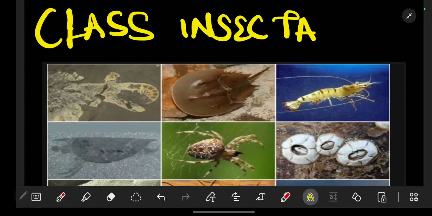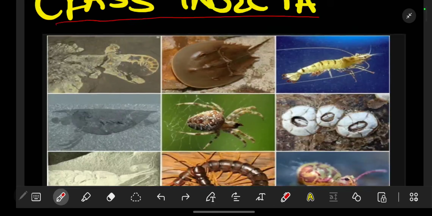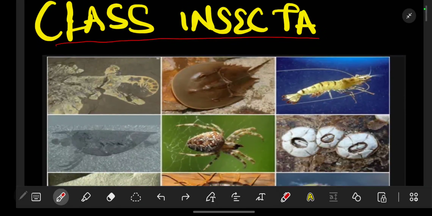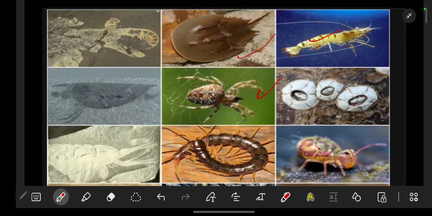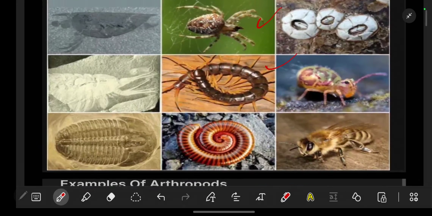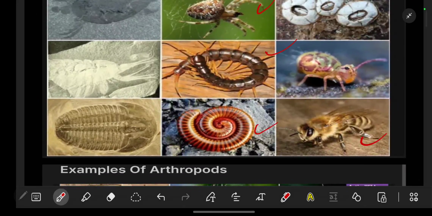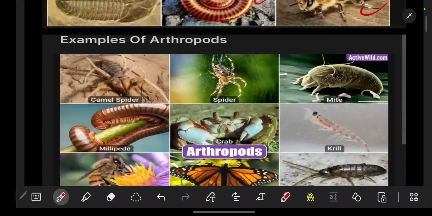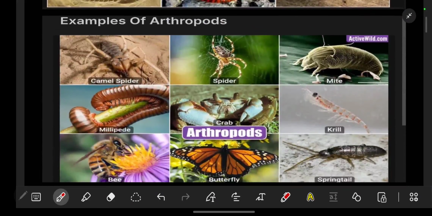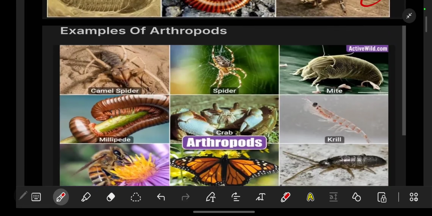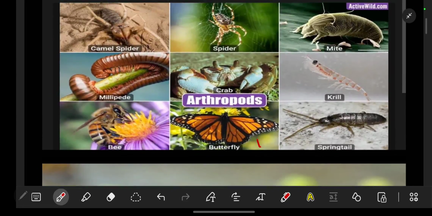So here today we are going to be looking at the class Insecta, which is a subclass of the Phylum Arthropoda. So what is this about? In our previous video we talked about arthropods, and arthropods are all these. We have the shrimp there, we have the spider, we have the centipedes, we have the millipedes, we have the bees, among other things. Now, this can be further subdivided into classes. So today we are going to be looking at what we call the class Insecta, where the example here is a butterfly or the bees.